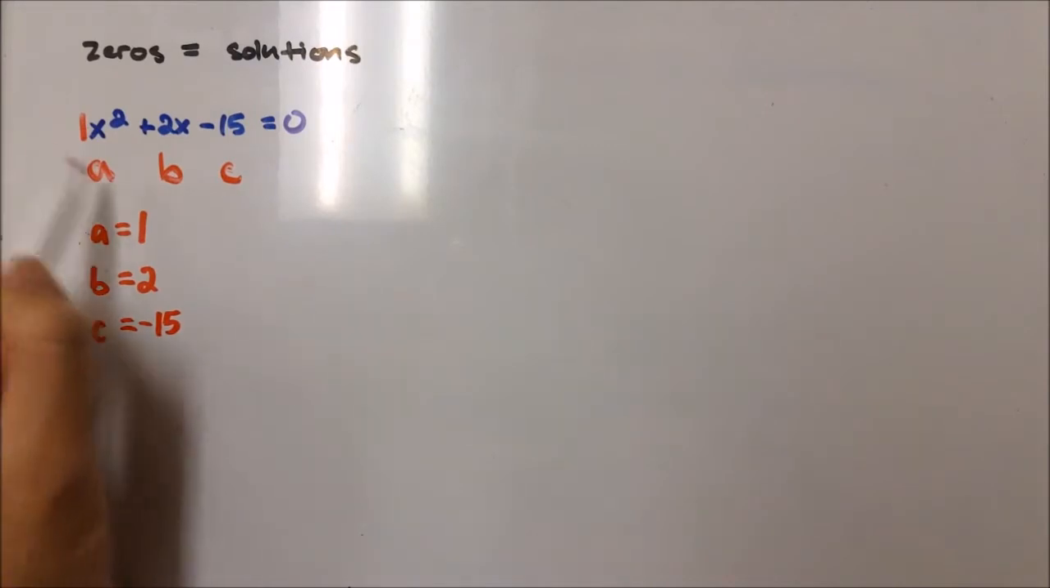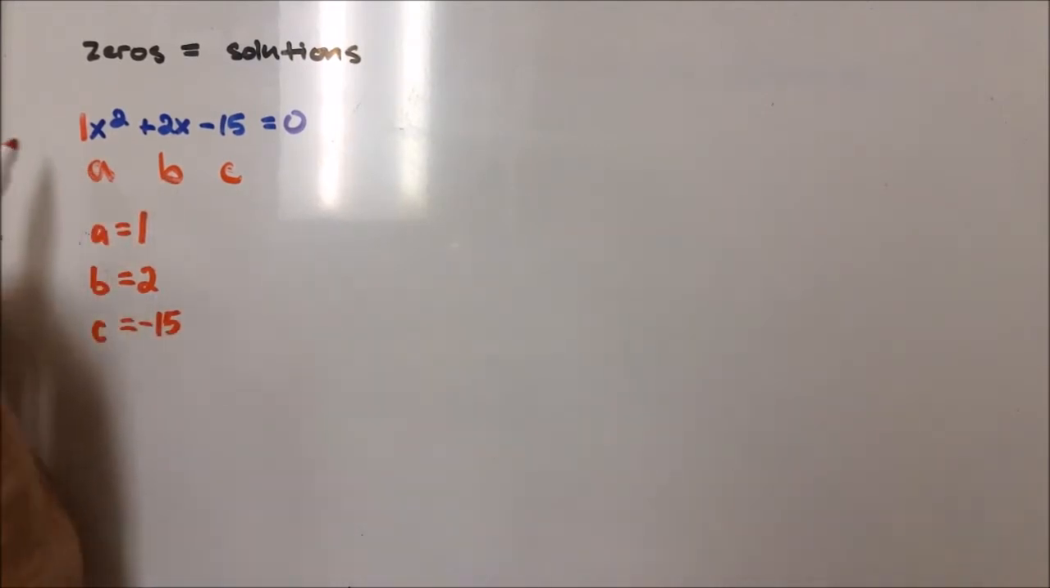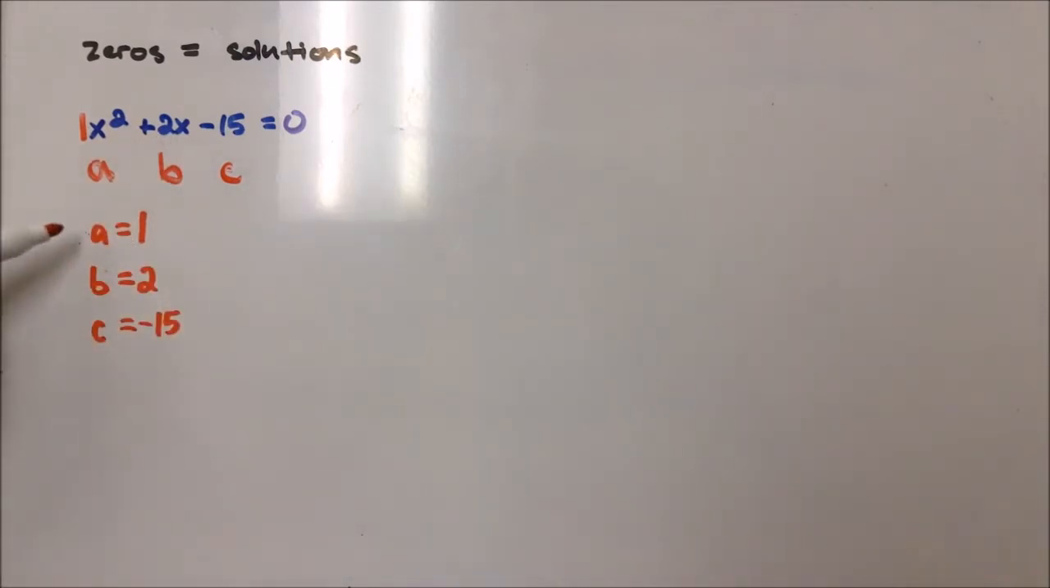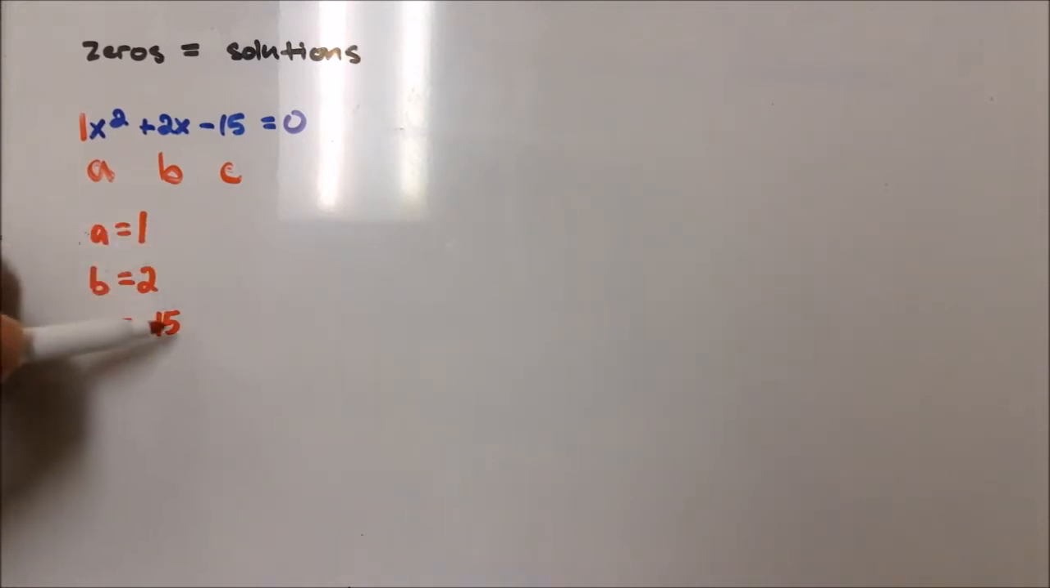Now, keep in mind, A and B are the coefficients in front of x squared and x. So always remember, A, B, and C always equal numbers. See, I don't have any x, so I should not put x. They should equal numbers only.